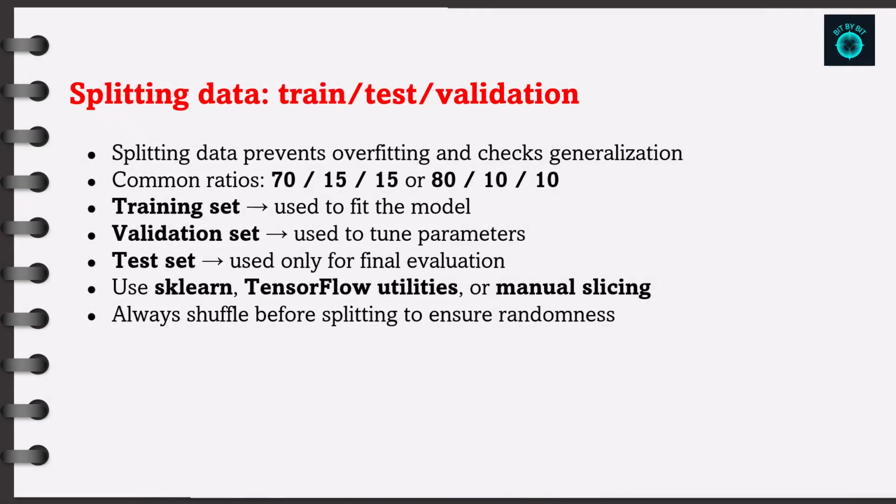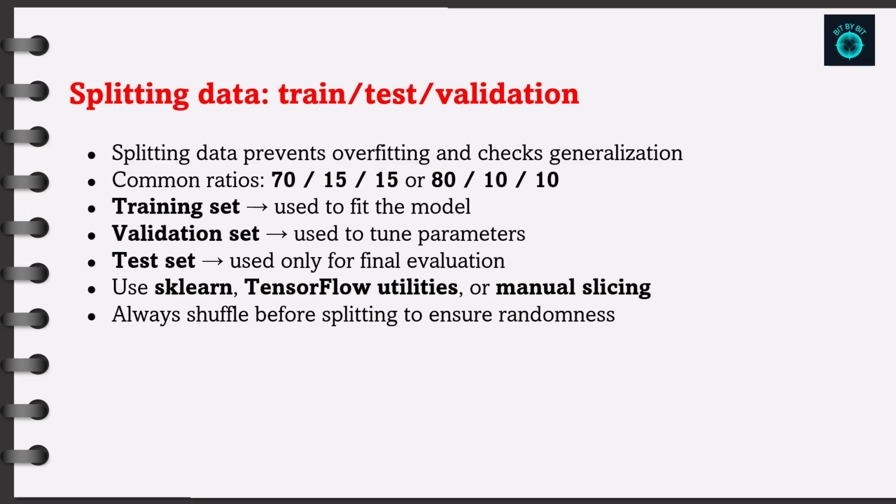Splitting data: train, test, validation. When building any machine learning model, splitting your data correctly is one of the most important steps. The training set is what the model actually learns from. The validation set is used to tune hyperparameters and check performance during training. And the test set is reserved strictly for the final evaluation. It tells you how well the model will perform on unseen data.